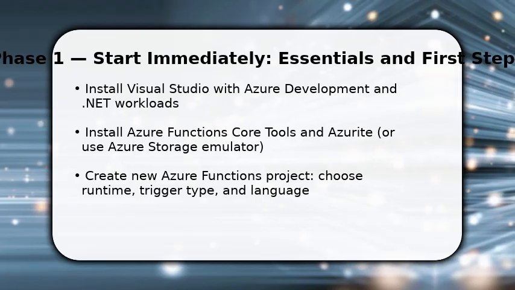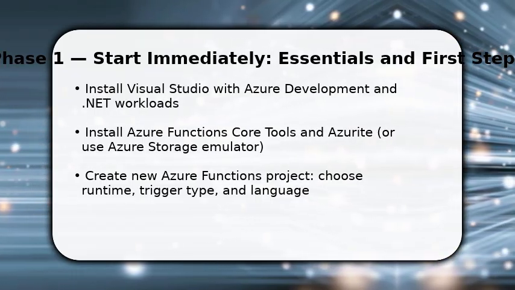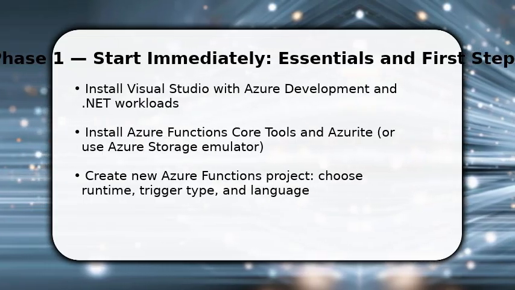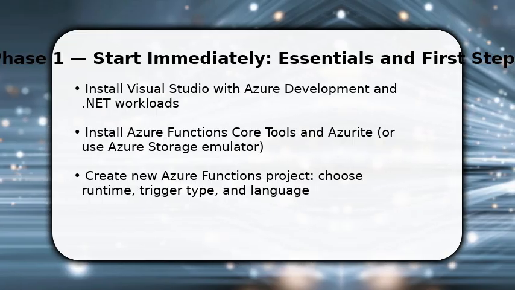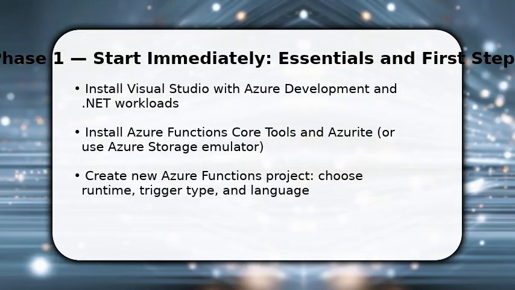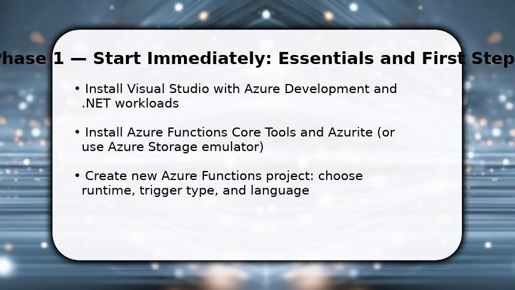Create a new Azure Functions project in Visual Studio, pick the runtime version that matches production, choose your trigger, HTTP, timer, blob, and set the function name. Make sure project references are restored and local.settings.json exists. This gets secrets and connection strings for local execution.